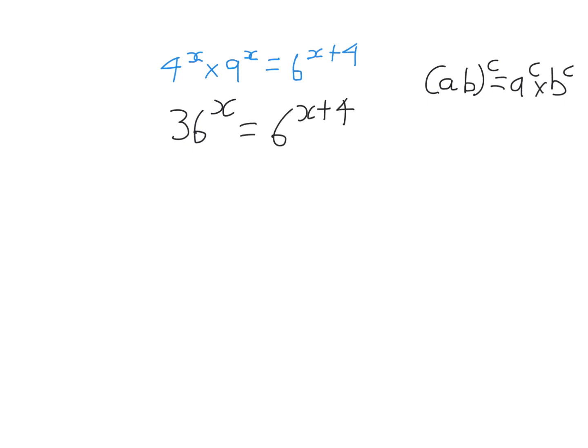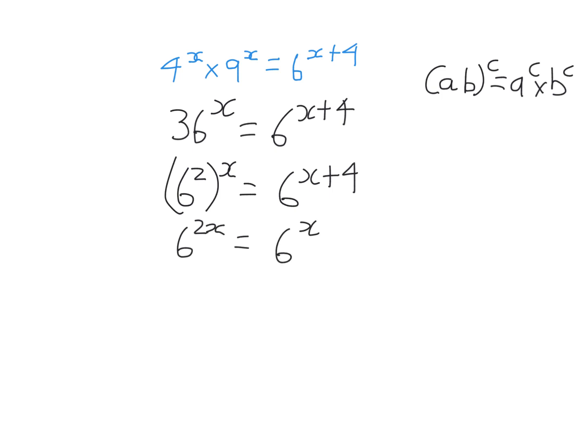Now, 36 is just 6 squared. So this is 36 to the power of x. The reason I wrote it like this is I want to make the bases here the same so that I can make the powers the same. So the power here, this is just 6 to the power of 2x. This is the power to a power rule. So now that I have the bases the same, I can just ignore them. I can just get rid of them. I end up with 2x equals x plus 4. Simply subtract x from both sides, and you get x equals 4, and you're done.